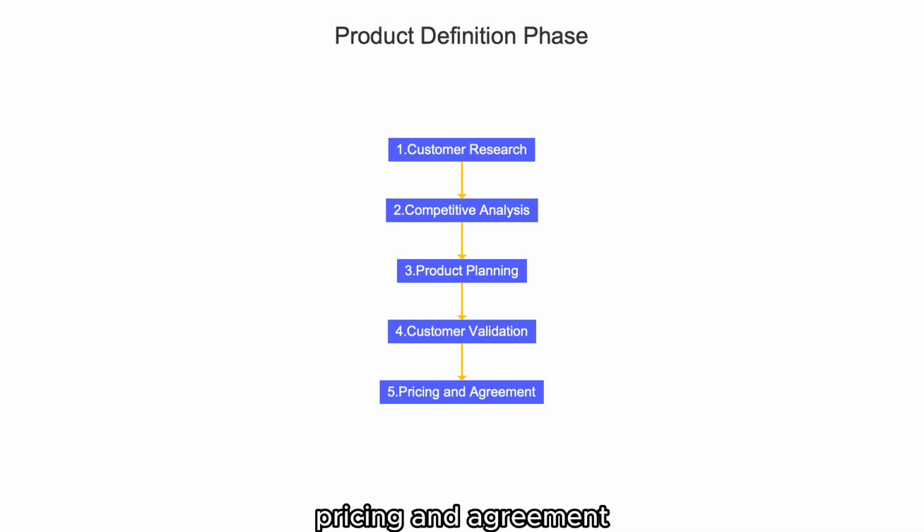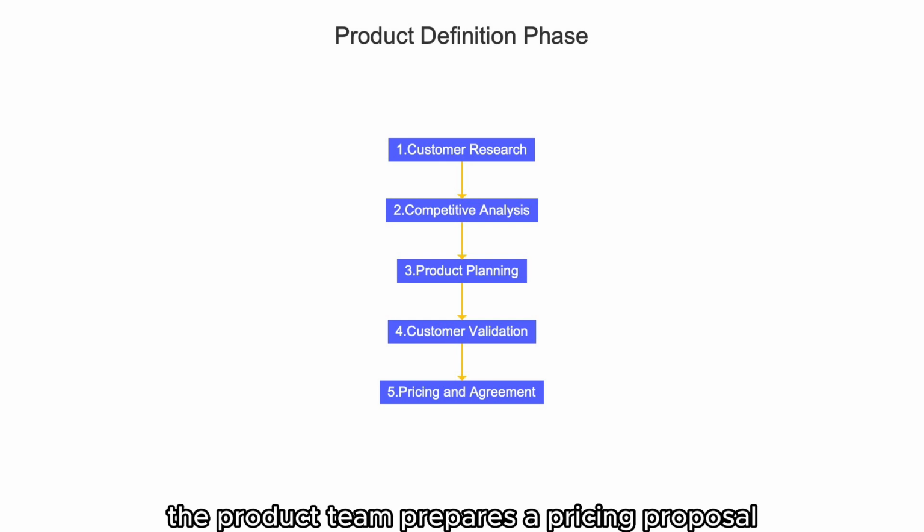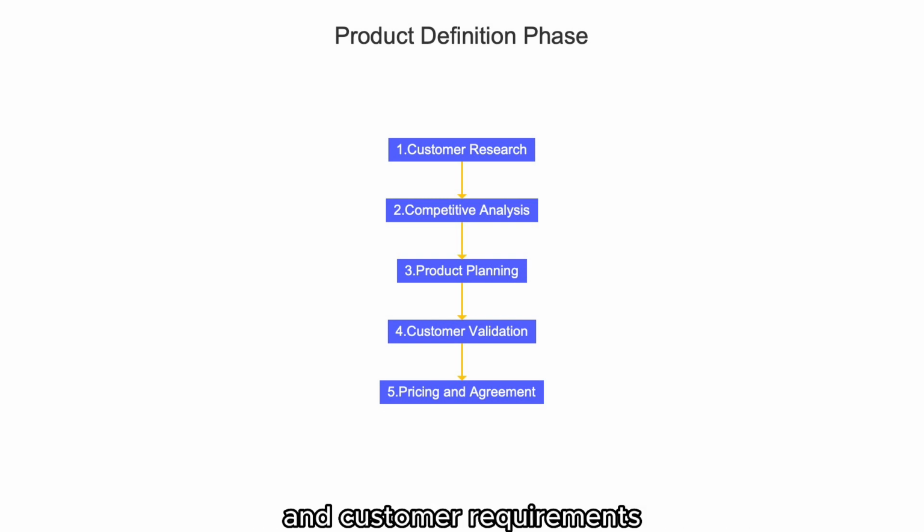Pricing and agreement. Once the product plan is validated, the product team prepares a pricing proposal based on factors such as development costs, market value, and customer requirements. Negotiations may take place to finalize the pricing and terms of the agreement. Once both parties are satisfied, a contract is signed to formalize the agreement.